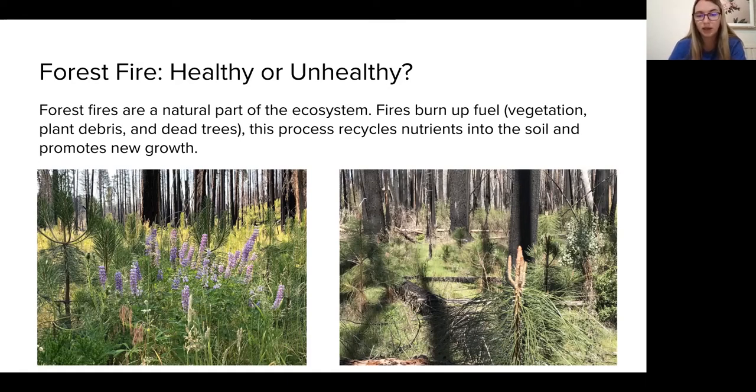So that is what we're seeing happening in these two photos on this slide. You can look at the trees in the background and see that they are blackened from wildfire. So wildfire has come through somewhat recently, but on the forest floor, we have lots of new growth. We can see wildflowers and some seedlings all on the floor of the forest after a wildfire has come through. So it is a healthy and natural part of a forest ecosystem.